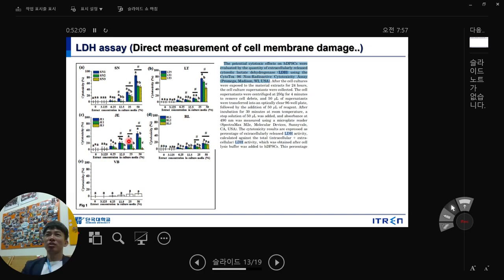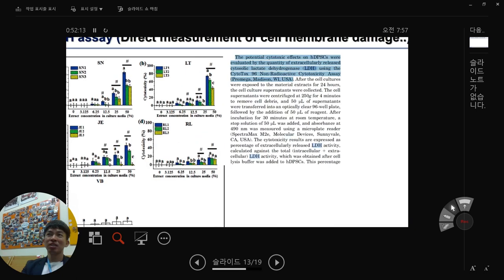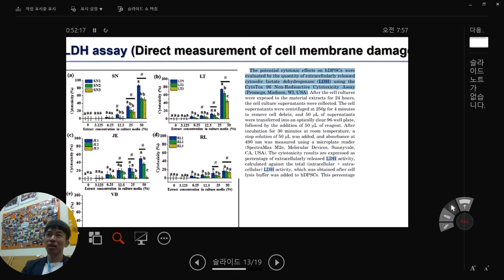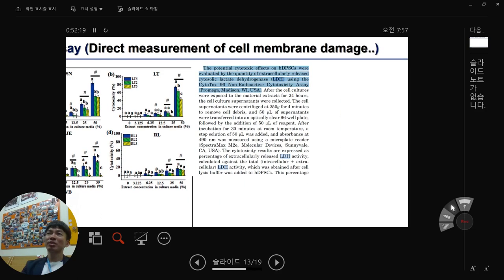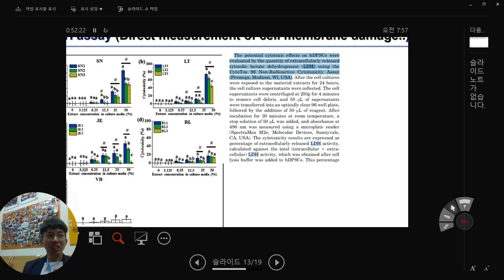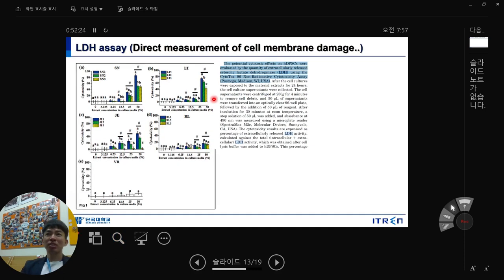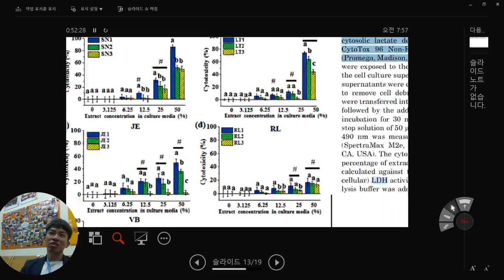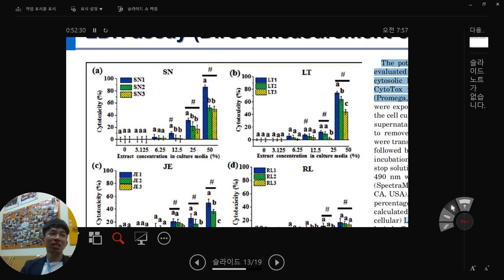LDH is not a material name. This LDH is lactate dehydrogenase, a direct measurement of cell membrane damage. Whereas with CCK you talk about cell viability, with LDH the y-axis is cytotoxicity.